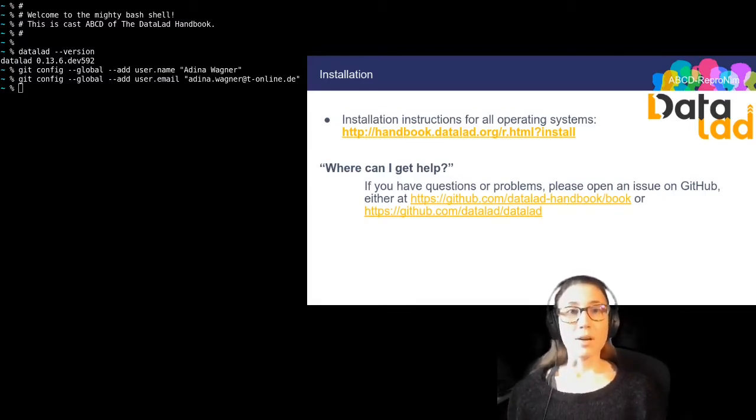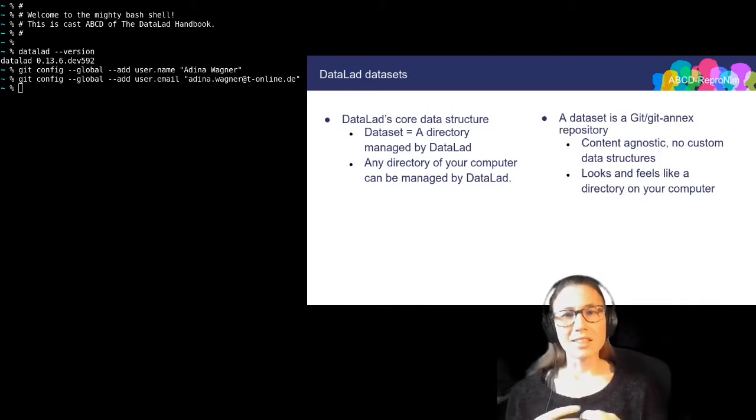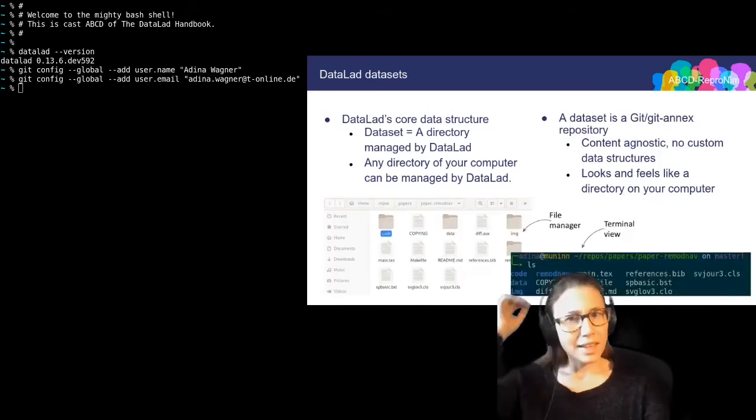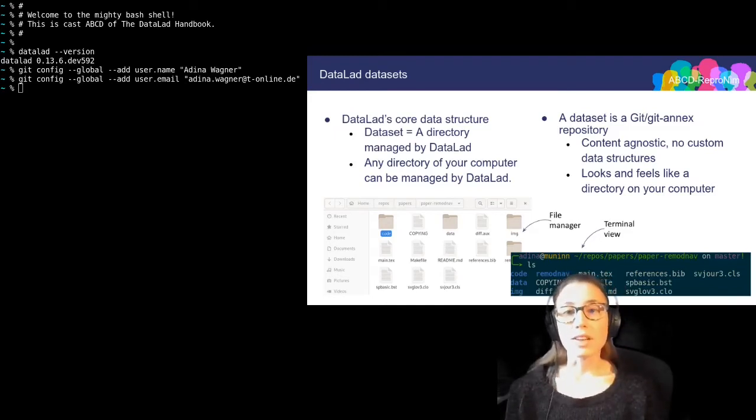Alright, whenever you use DataLad, then you will do this in what is called a dataset. A dataset is simply a directory on your computer that is managed by DataLad, and on first sight, a DataLad dataset really looks just like any other directory on your computer. Here, for example, you can see two screenshots of the same dataset, one in a file manager, one in a terminal. And this may sound super familiar because you experienced something similar already with Git repositories.